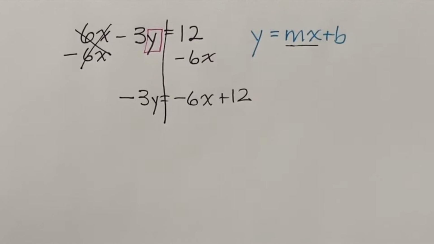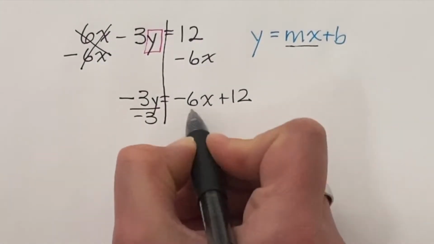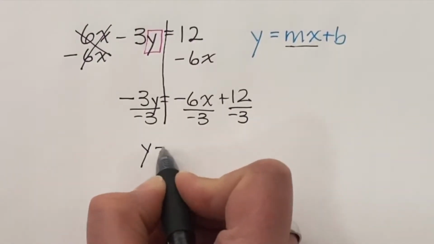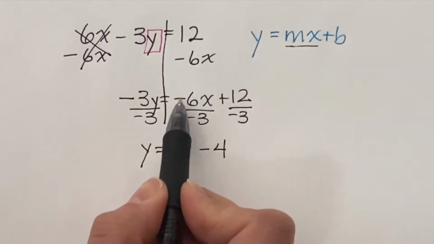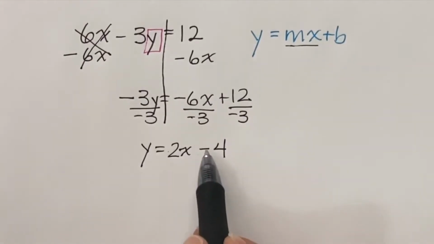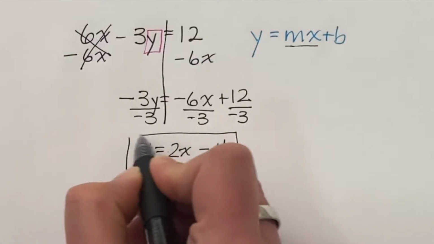Now it's negative 3 times y, so to undo multiplication I need to divide every term by negative 3. So I'm left with y is equal to 2x minus 4, because two negatives make a positive, and a positive 12 divided by negative 3 would be a negative 4. And there you have it. You have the slope-intercept form.